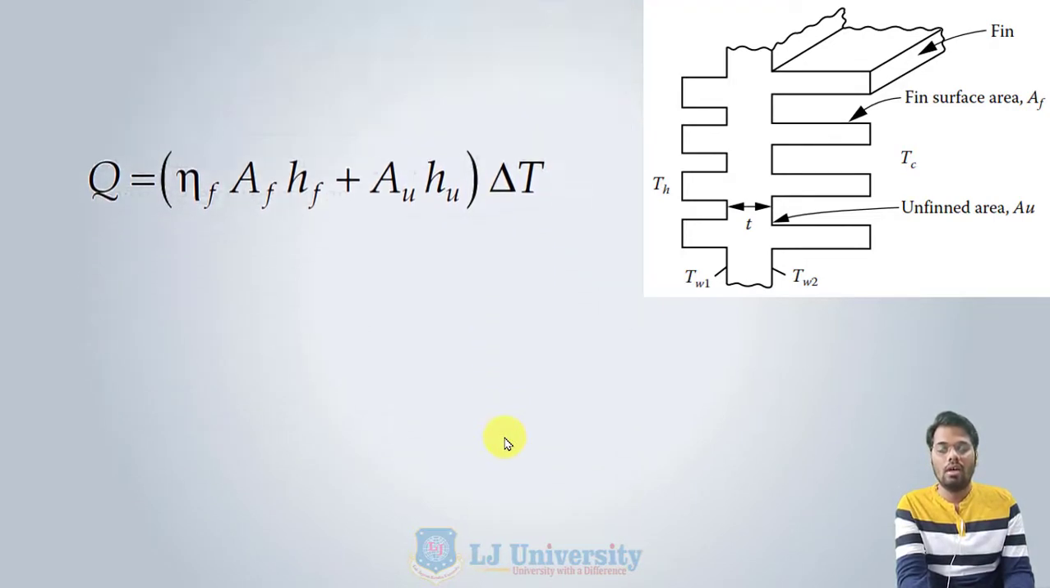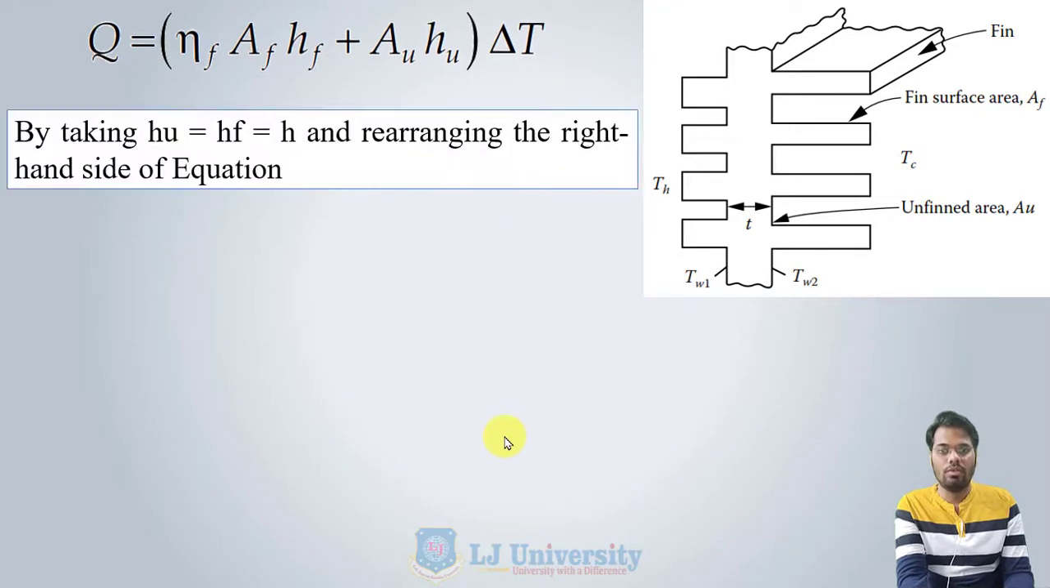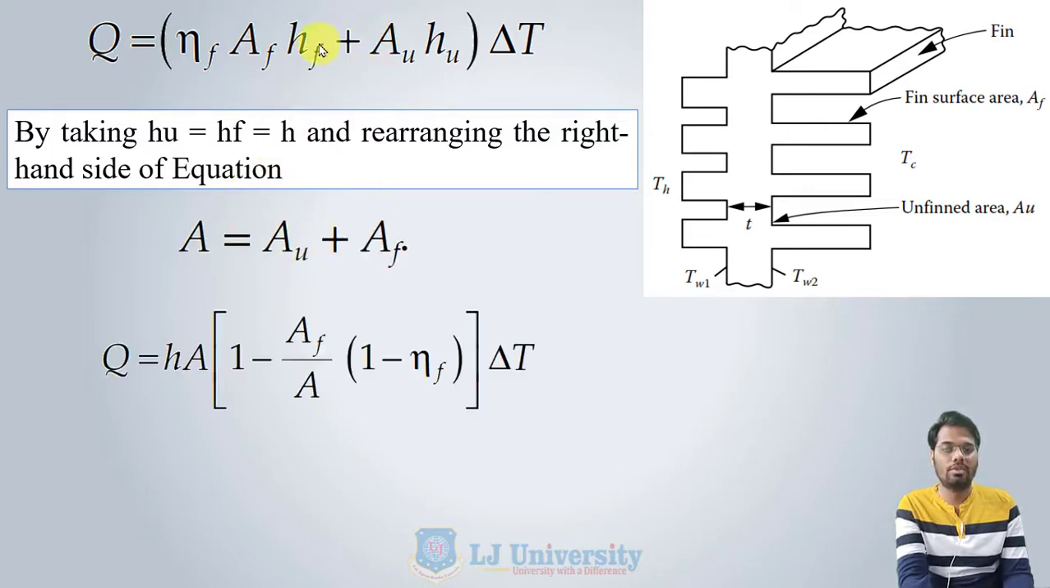Okay, now in this equation we know that if HU is equal to HF is equal to H, and if we put HU equal to HF equal to H, as well as capital A is equal to AF plus AU, then using both this equation and putting the value in this equation, after rearranging we will get Q is equal to HA (1 minus AF by A, 1 minus NF) delta T.